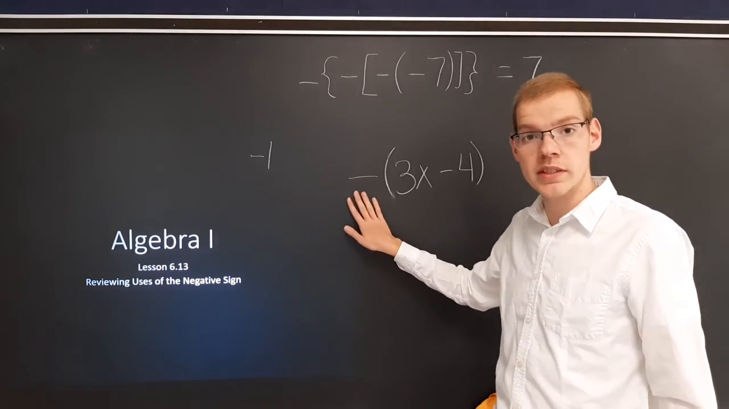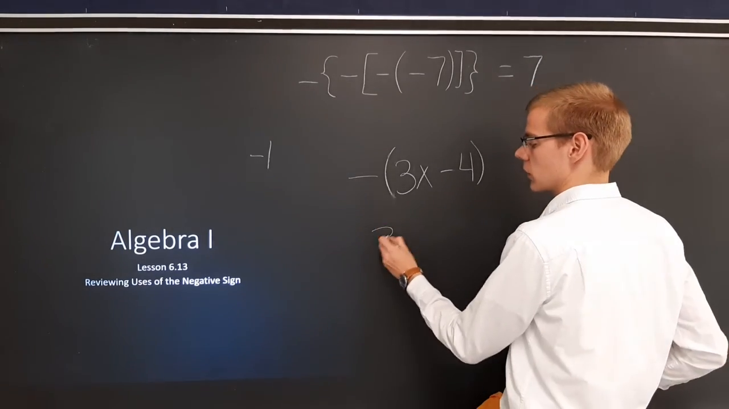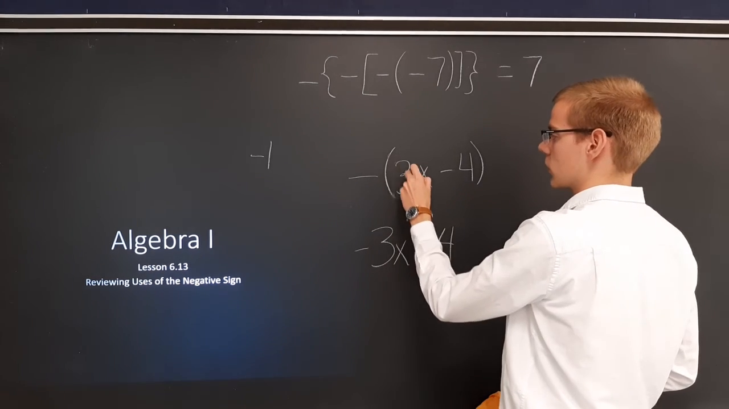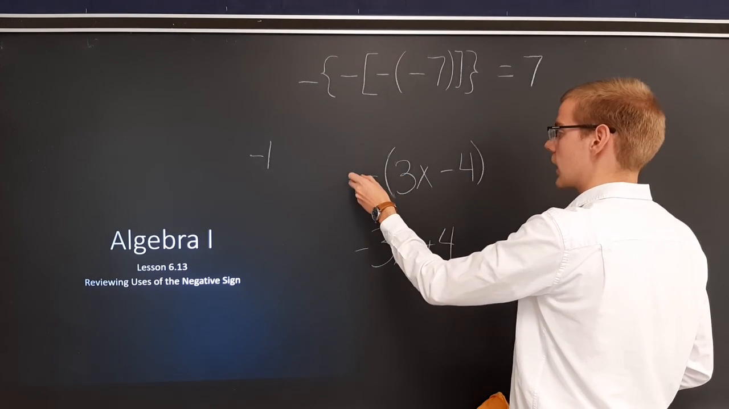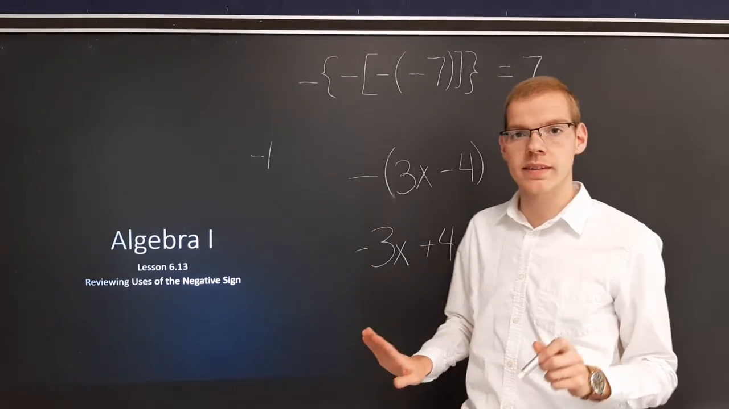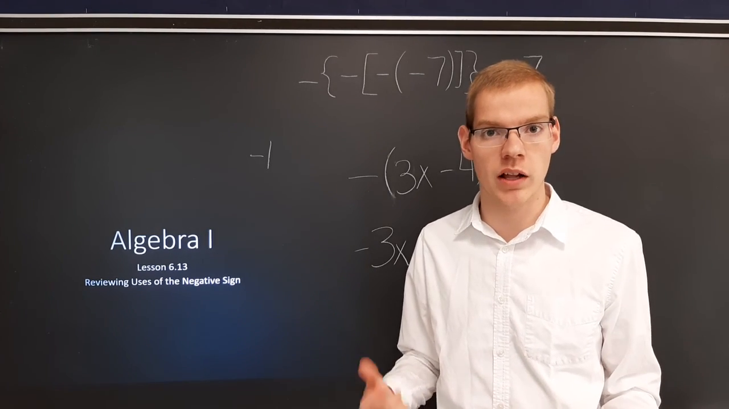So really what this does is it simply changes the symbols. So simply said, this would be negative 3x plus 4, because negative 1 times 3x is negative 3x. Negative 1 times negative 4 is positive 4. So that takes care of the first part. Go ahead and do that on your own, and then we're going to jump into the second part. I'll just write it onto the board.